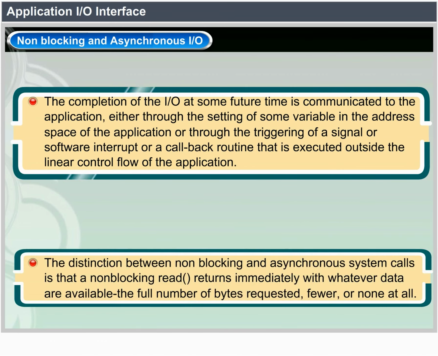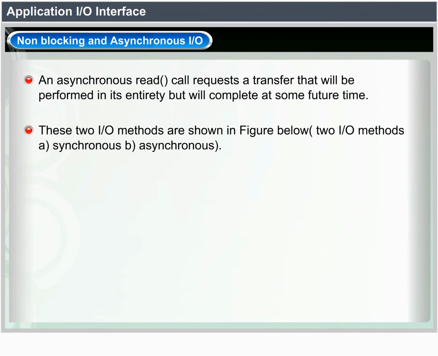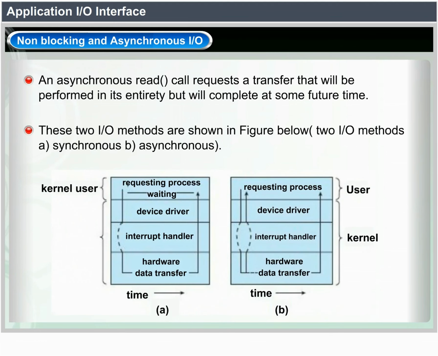The difference between non-blocking and asynchronous system calls is that a non-blocking read function returns immediately with whatever data are available: the full number of bytes requested, fewer, or none at all. An asynchronous read function call requests a transfer that will be performed in its entirety but will complete at some future time. These two input-output methods are shown in the figure below. Two input-output methods: A. Synchronous, B. Asynchronous.